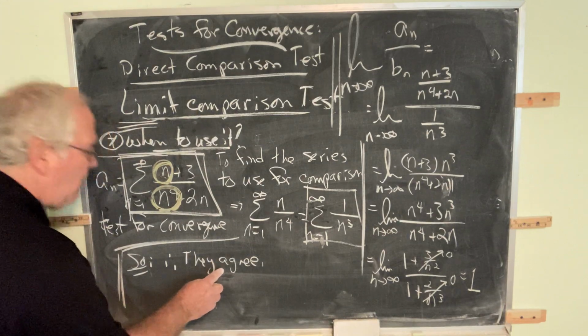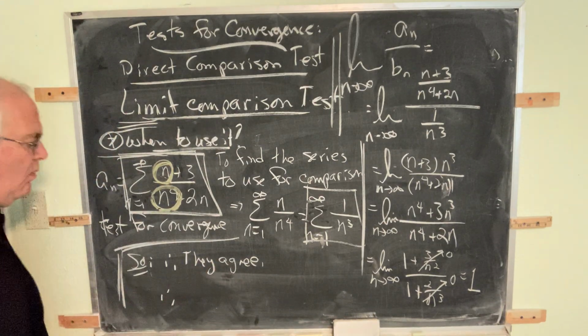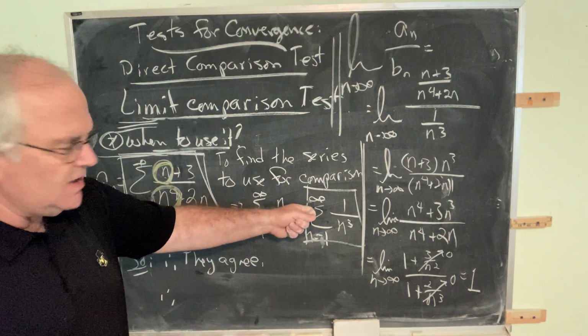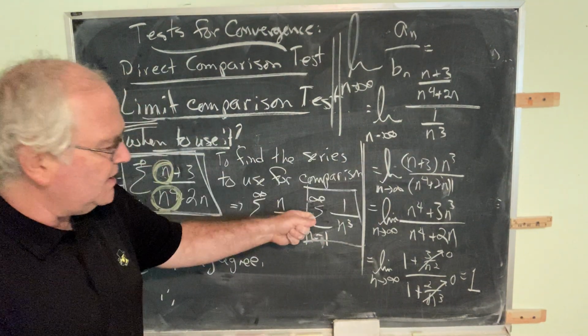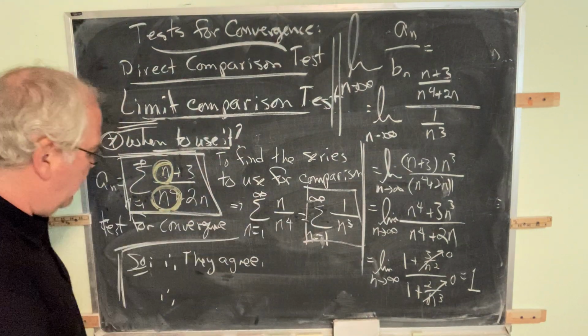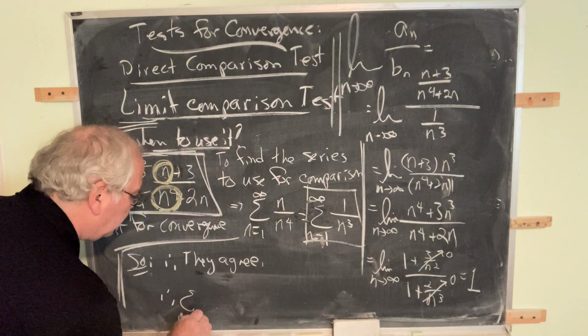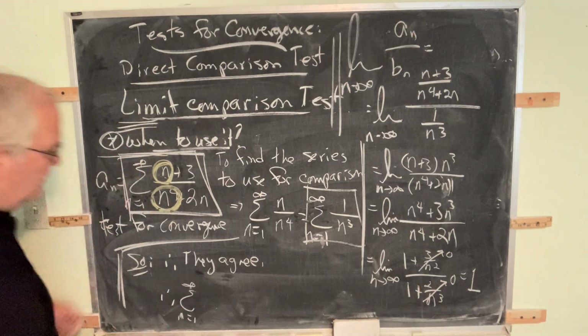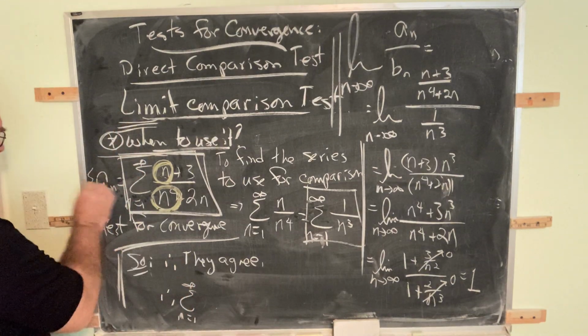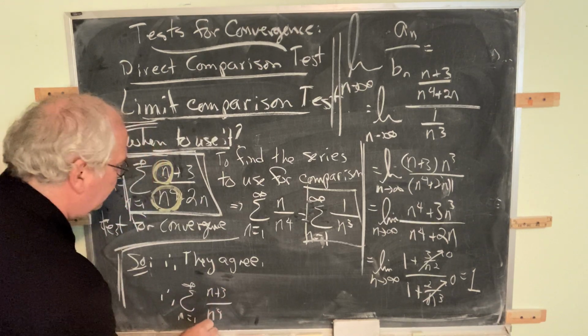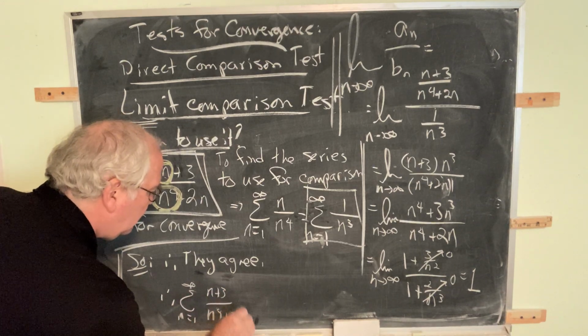Now what we need to do is say, well, what do they agree on? We knew this was a p-series, that I've erased here. This is a p-series that converges. Therefore, the series, n equals 1 to infinity, of n plus 3 over n to the 4th plus 2n converges.